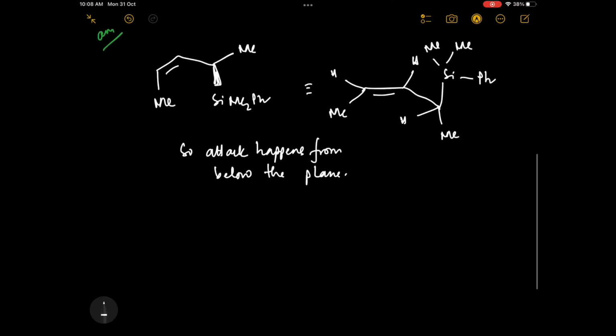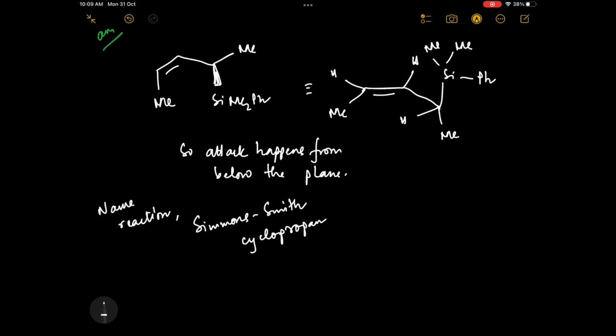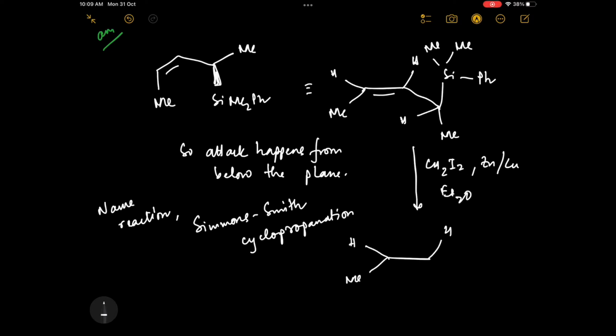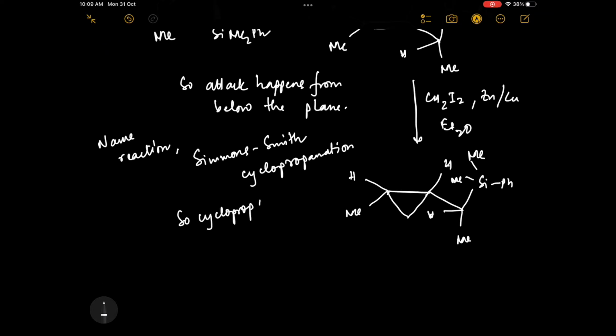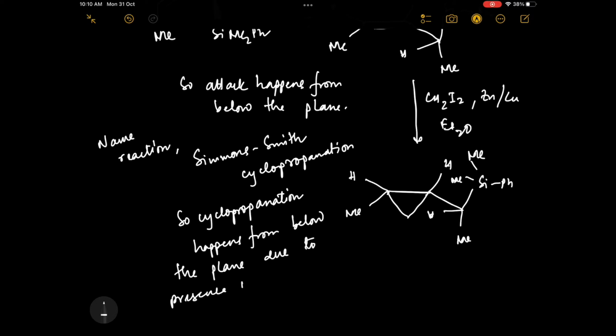So this is basically a Simmons-Smith reaction, and here the conformation is very important. This name reaction, the Simmons-Smith reaction, is a cyclopropanation reaction which happens with the reaction of CH2I2 with the zinc copper couple. Due to the presence of the bulky group SiMe2Ph above the plane, the cyclopropanation happens below the plane. Below the plane there is not too much bulkiness, because there is one H group and one methyl which is also a little bit away from the olefin bond. Hence, this is actually a very common substrate.